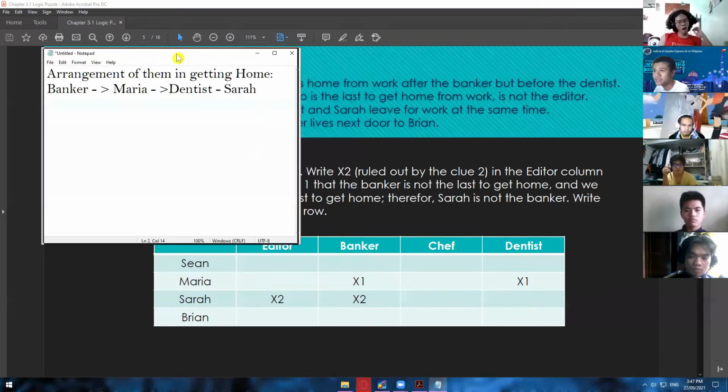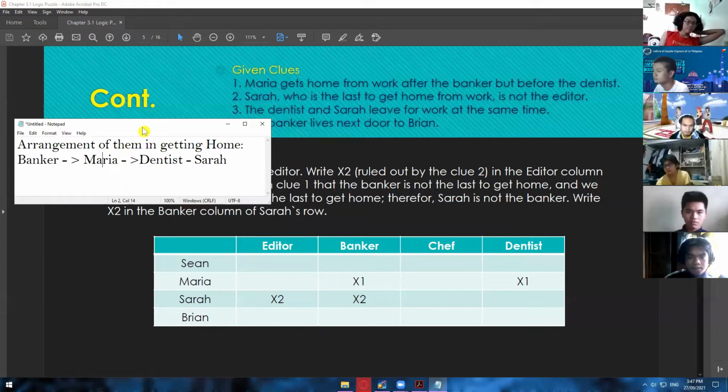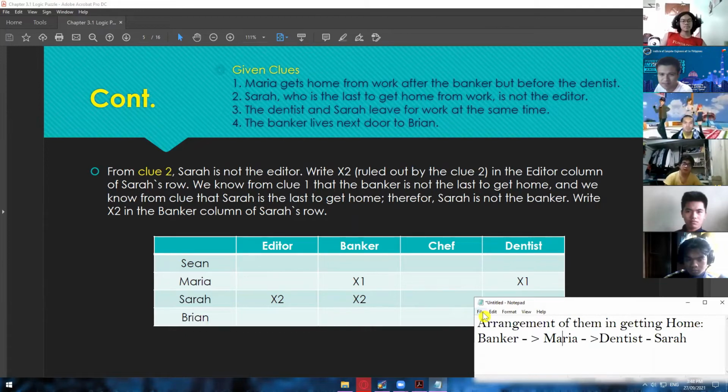So with that, we can just simply X mark this one under Sarah, since she is not an editor. And she is also not a banker, since the first one to get home is a banker, and she's the last one to get home, right? So again, maybe I'll give you guys 30 seconds to analyze how we got those X, X2, right here under Sarah, and then the banker.